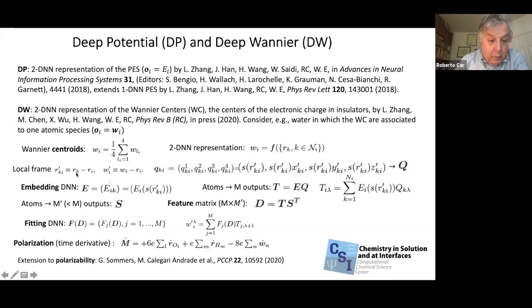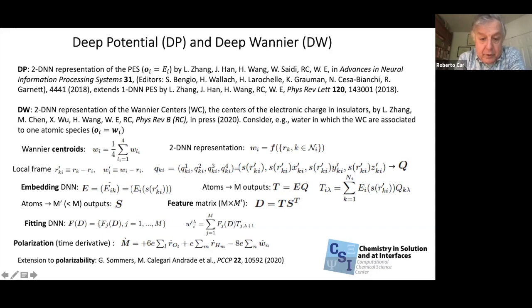So first we go to a local frame for each environment in which we refer the coordinate, this R prime coordinate, to the coordinate of the atom that is at the center of the environment. In that way translational symmetry is automatically satisfied. Then we have to define the descriptor of the coordinate for the atoms.